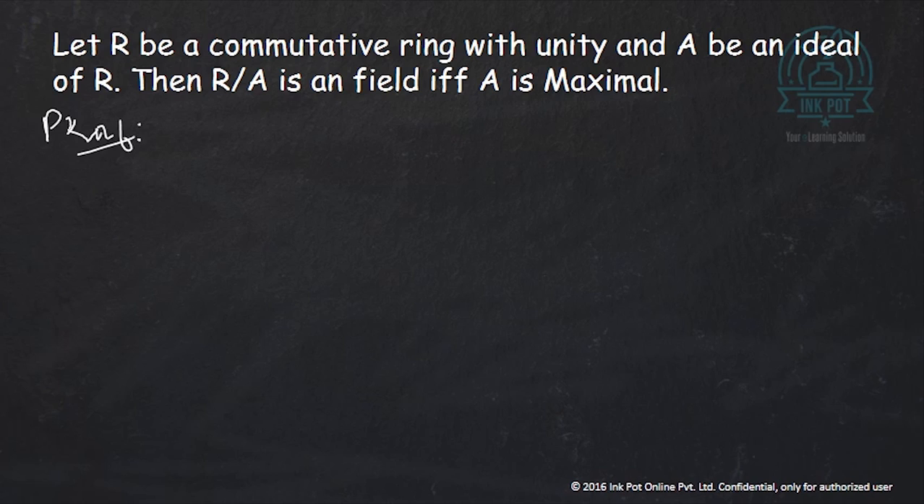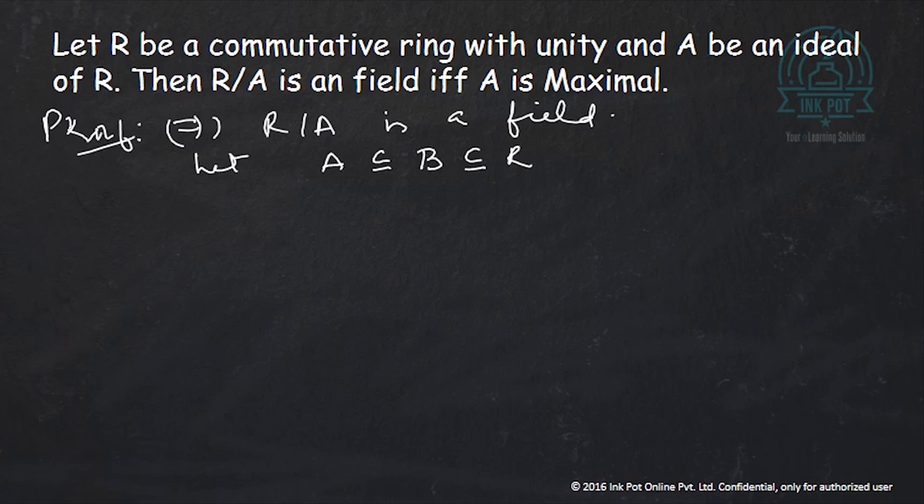So we do the forward part. First we assume that R quotient A is a field. We'll prove that A is maximal. So we assume that there exists an ideal B of R such that B is contained between A and R. So if B is equal to A, we are done. We don't have to prove anything. Then A would be maximal, right? So otherwise, if B properly contains A, we will show that B equals R.